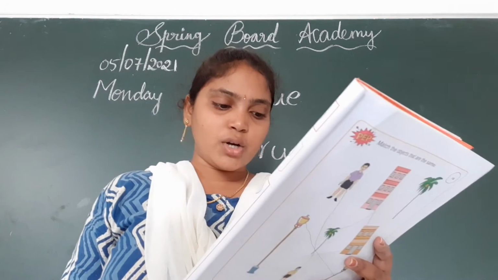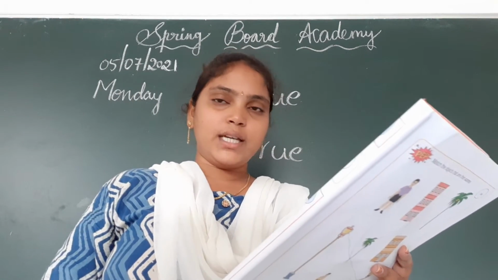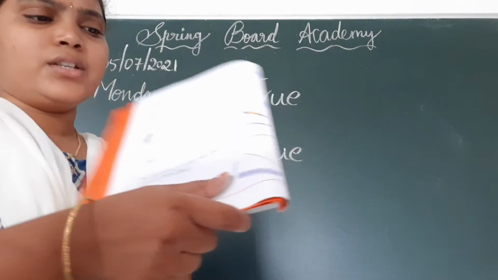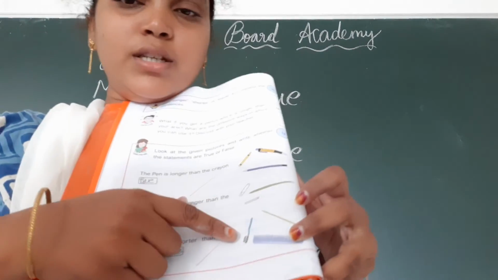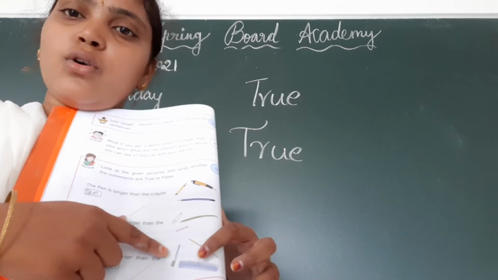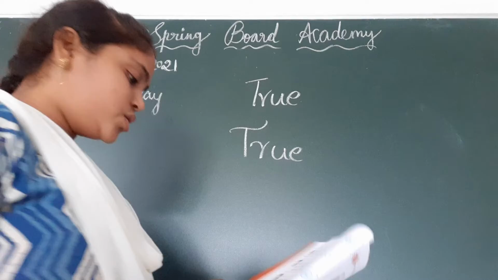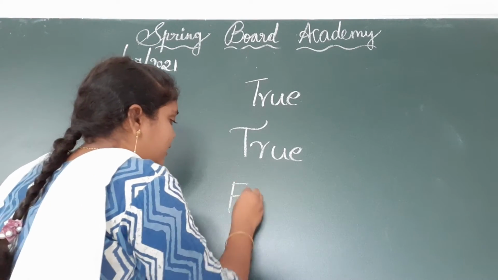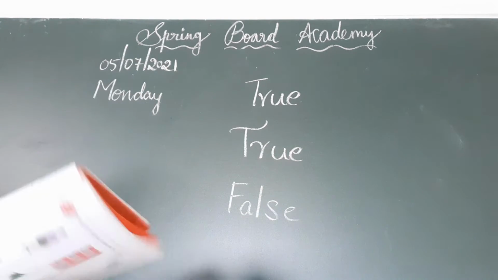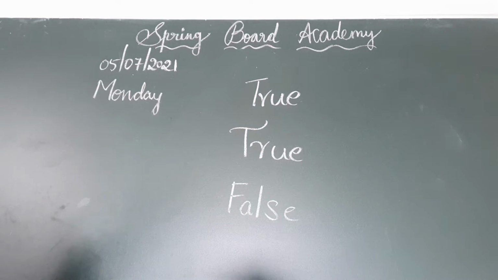Third one. The comb is shorter than the toothbrush. So check here, children, comb and toothbrush. Is this comb shorter than the toothbrush? No, the comb is longer, children. So this is not a correct sentence. It is a wrong sentence, so write false. F-A-L-S-E, false. Okay, so next.